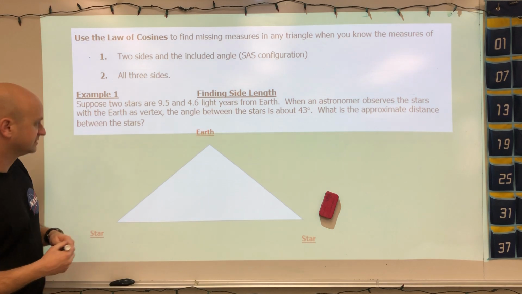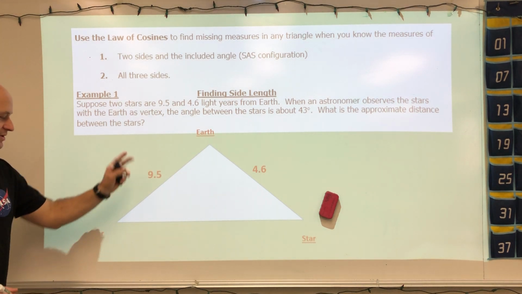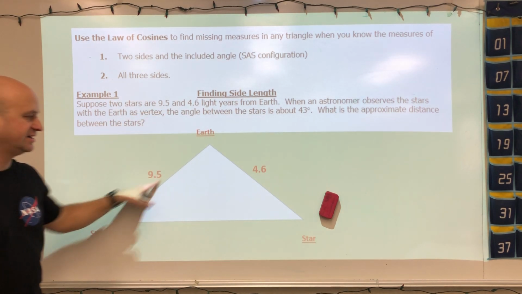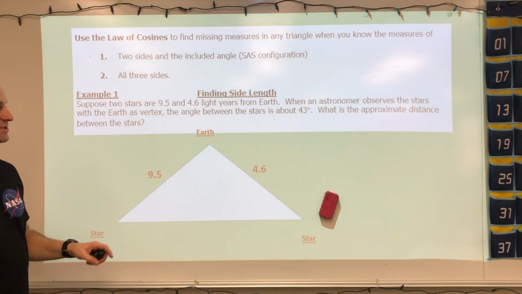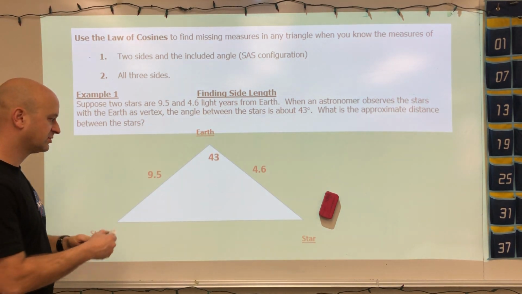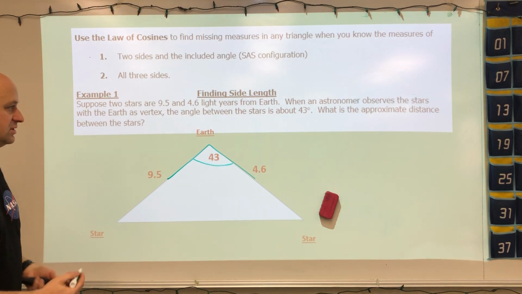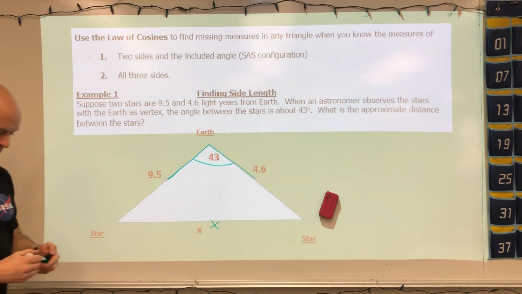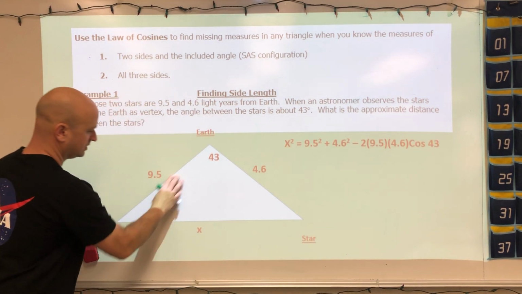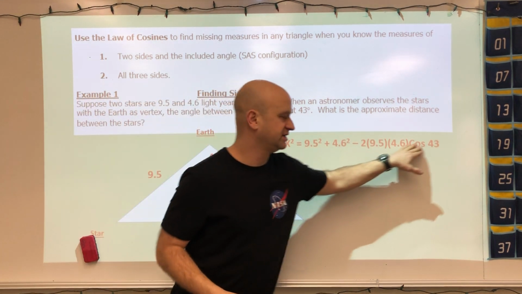The other criterion is if we have all three sides, we can find any of the angles using law of cosines. So here's a story problem that they start with, and we draw a triangle here. We have the Earth and two stars, and the two stars are listed as 9.5 and 4.6 light years away from Earth. The astronomer observes the stars, and the angle between the stars is 43 degrees. So right now we notice that we have a side, angle, and a side, which is one of the criteria. What we're trying to find is the distance between the stars. So in the equation, the side opposite the angle is going to be by itself.